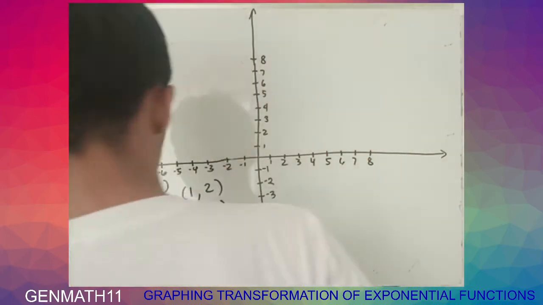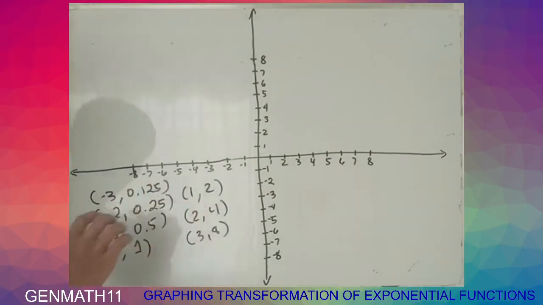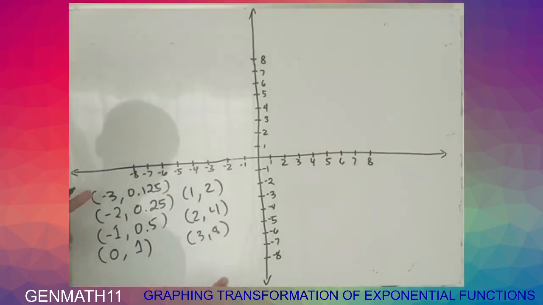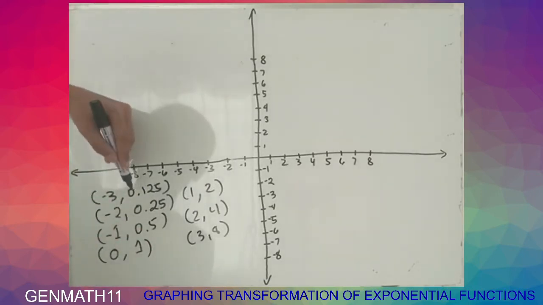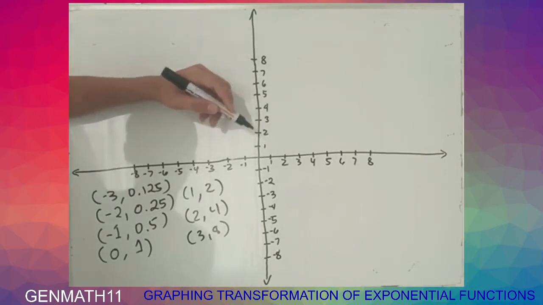So, yun yung mga ordered pairs natin kanina based on dun sa computation natin. So, graph natin 'tong 1, 2, 3, 4, 5, 6, 7 ordered pairs. Unahin natin si negative 3, 0.125. Para mag-graph natin yung negative 3, 0.125, hanapin muna natin si 0.125 dito sa y-axis natin.